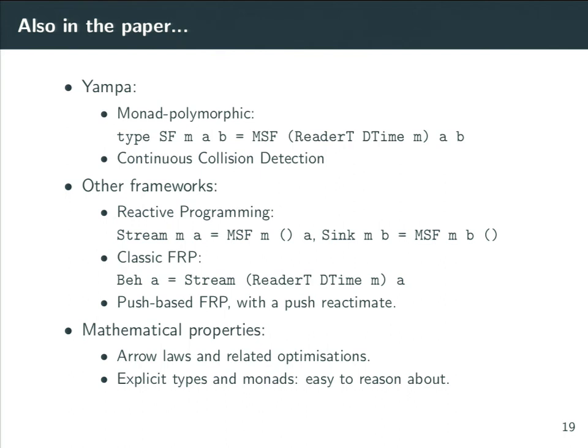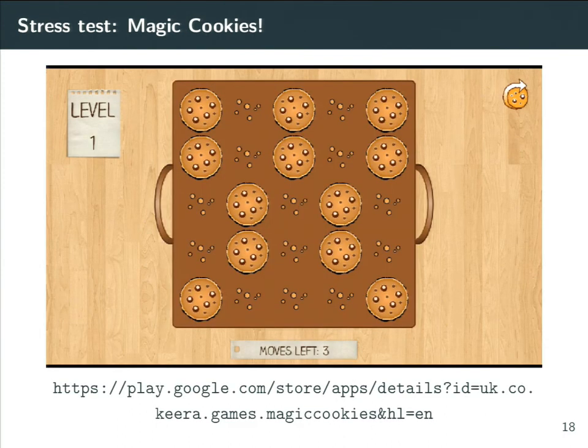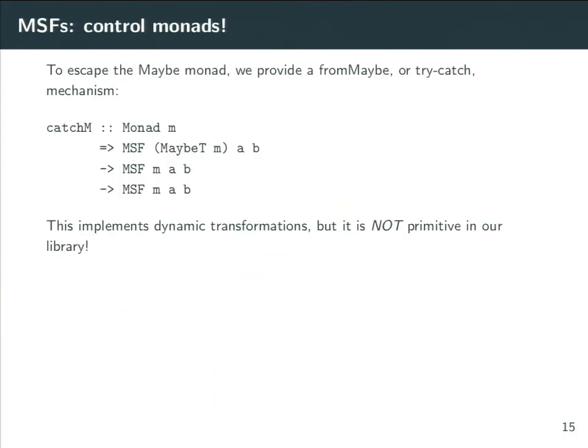And I promised that we wouldn't sacrifice anything in Yampa. Yampa is pure. These things are arrows. You can use the arrow laws and transform things and reason about how they work. And here, we're keeping the type.